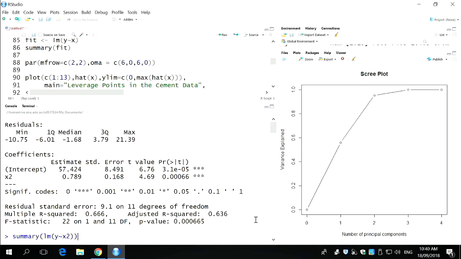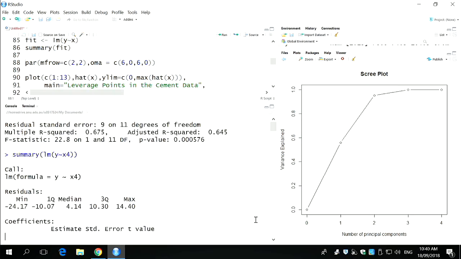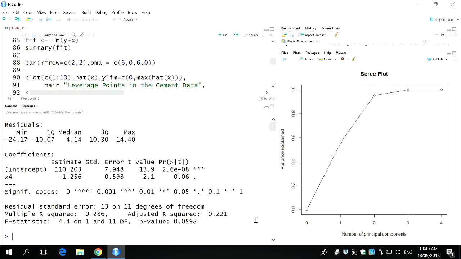And on it goes. So, x3, 0.645. Now it's getting interesting, right? x2, 64%, x3, 65%. They're about the same. This is noisy data. There's only 13 data points. So, game on. x2 and x3 look roughly like they're doing the same sort of thing. x4 on its own, 22%. Get it out of here.